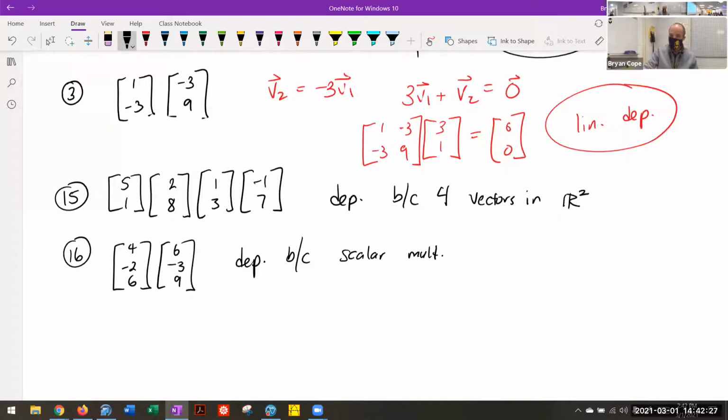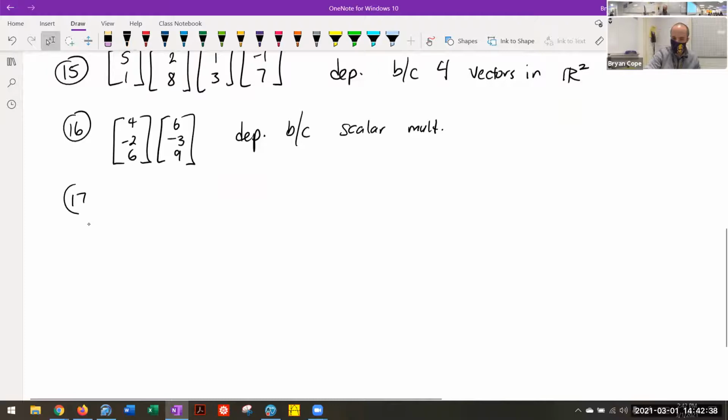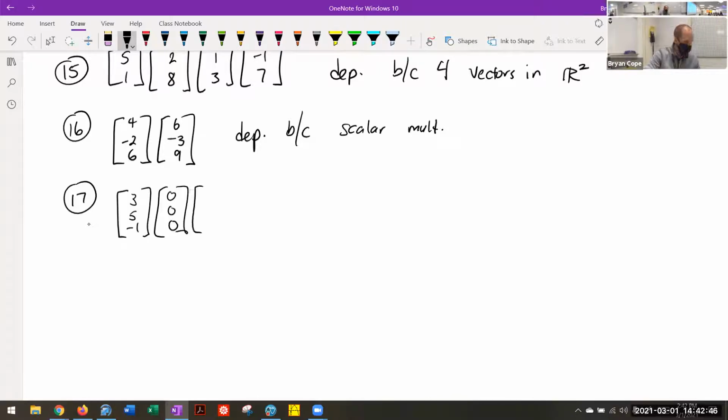Good. So they would only span a line, right? You're not getting a new dimension for each vector. Good job. Okay, 17. I'm not even going to write 17 down. Oh, I have to, I guess. You all don't have books out, do you? 3, 5, -1, 0, 0, 0, and -6, 5, 4. Okay, somebody in the room, go ahead.